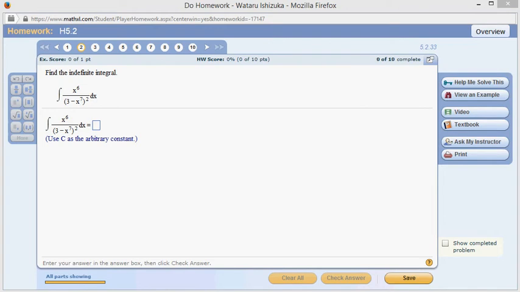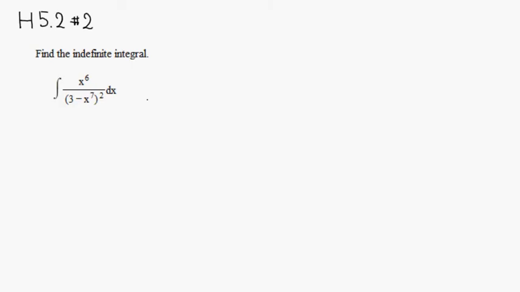Alright, let's look at homework 5.2, problem number 2. We want to use integration by substitution to evaluate this indefinite integral. Alright, so let's do that. It looks like there's a parenthesis, so it's kind of an easy choice.